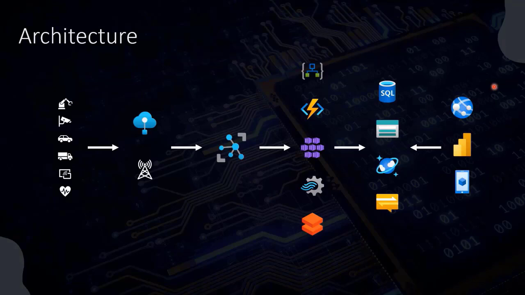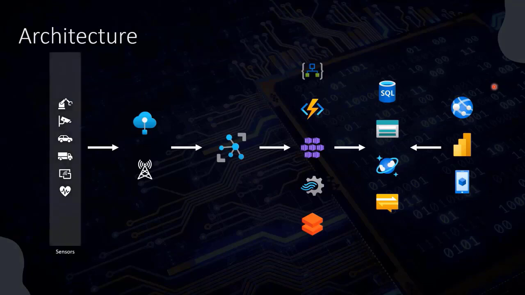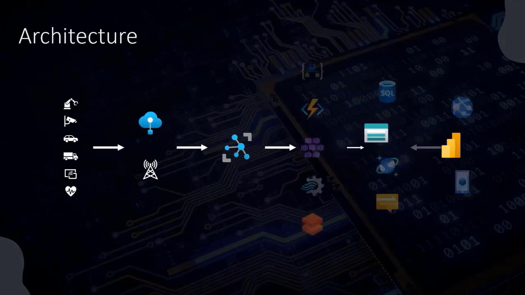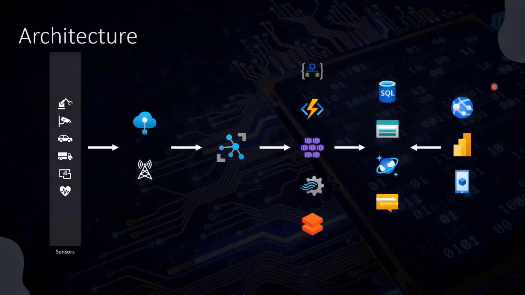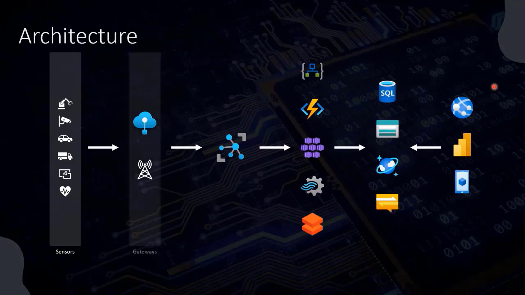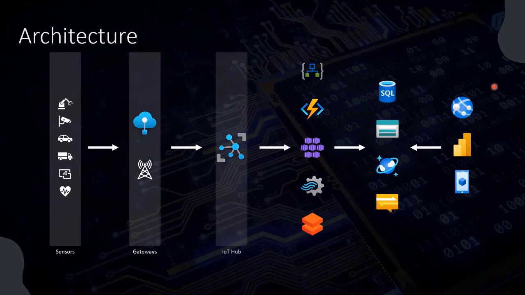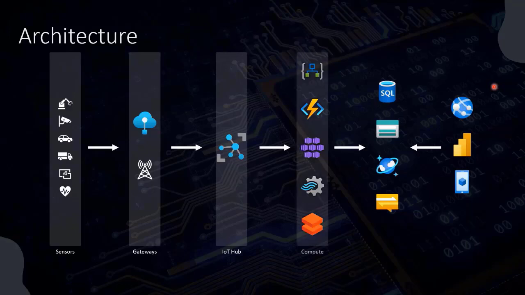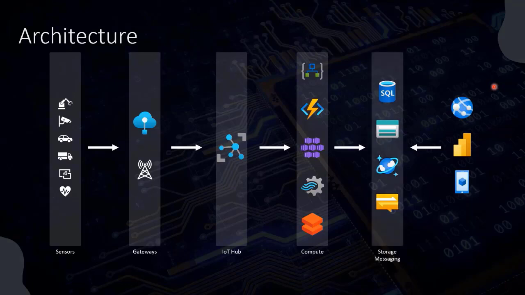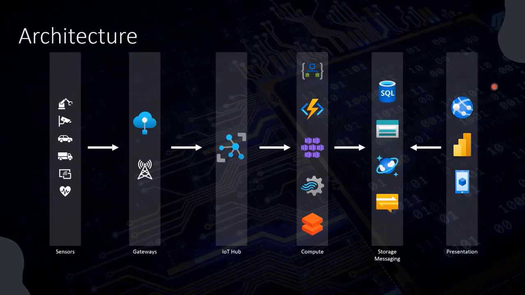If you look at it a bit more categorically, we can divide it into things like sensors. These are all our sensors, but then these are our gateways. Then we have IoT Hub, then we have compute. Compute is not limited to these services. I didn't put something like machine learning here, and so on. You have a slew of services in Azure for compute. Same here for storage and messaging, you have a slew of services. And then the last category, which I define, is presentation, how you present the data.